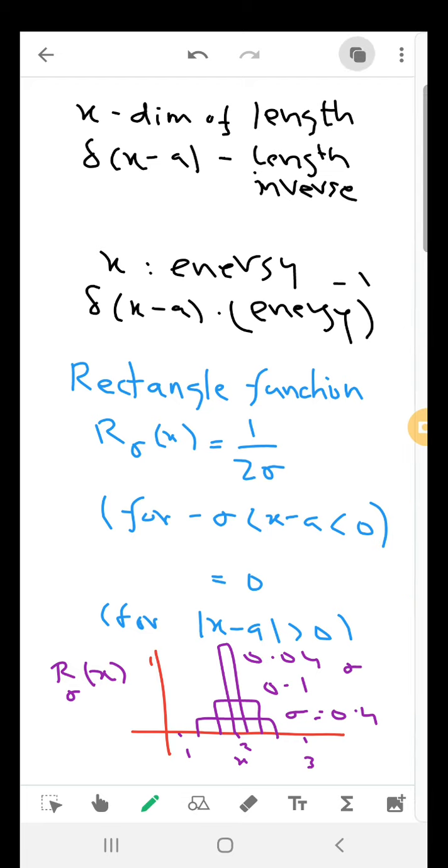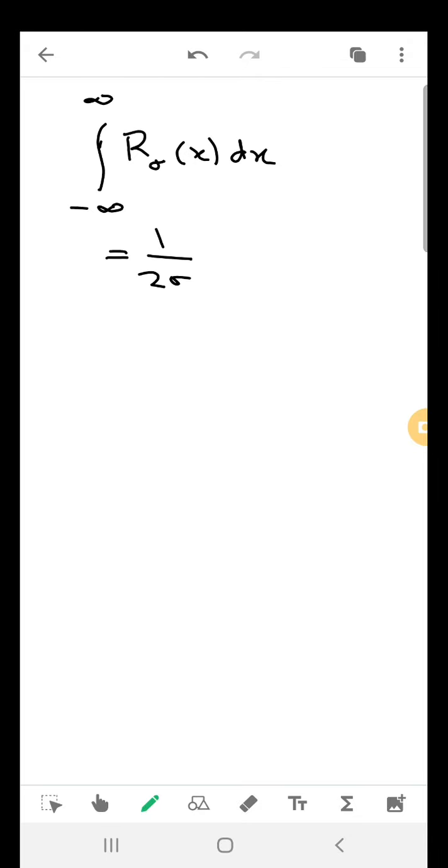So if we take the integral of the rectangular function, from minus infinity to plus infinity R sigma x dx, then this is equal to 1 by 2 sigma times the integral from a minus sigma to a plus sigma dx. This is equal to 1.